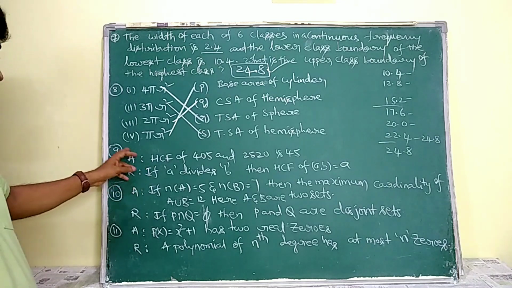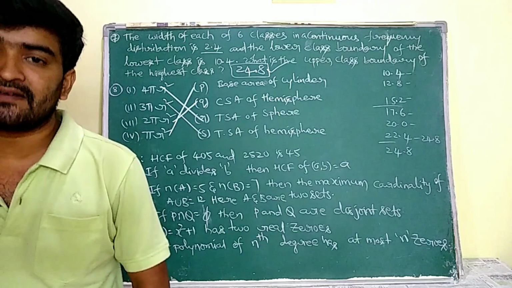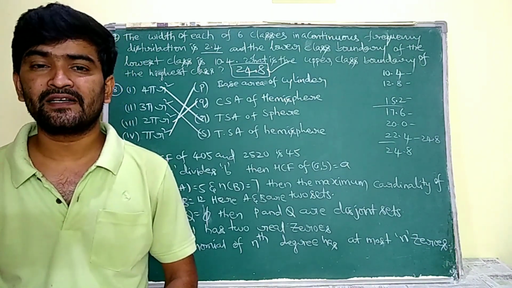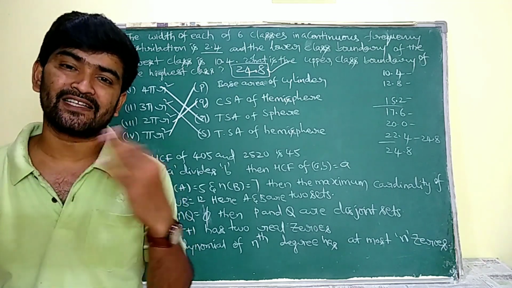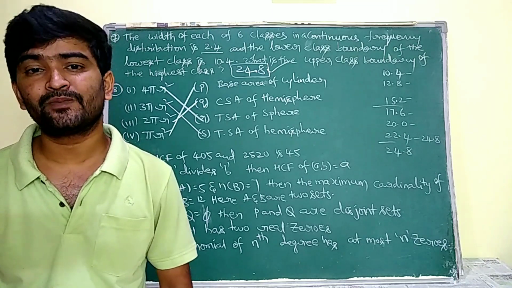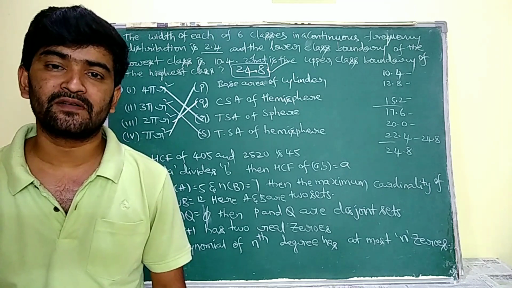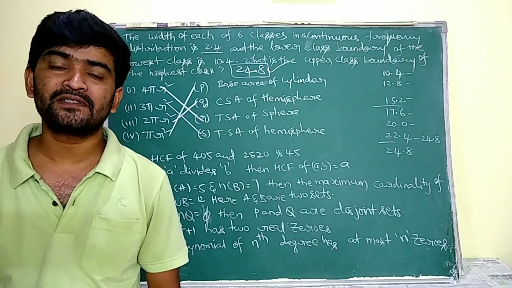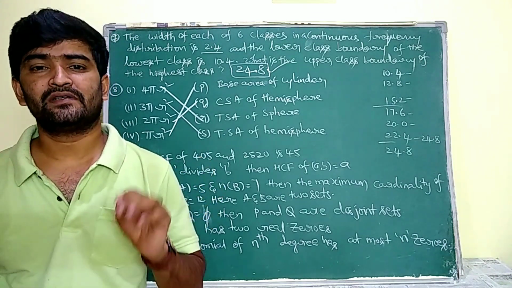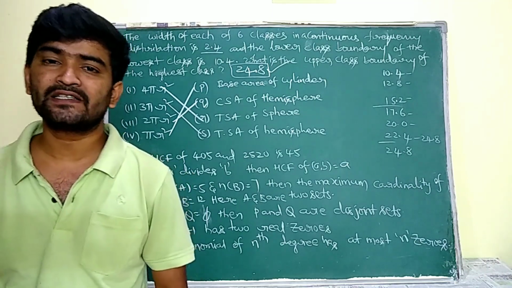Okay, now here he gave assertion and reasons. We know that in assertion and reasons we are having 4 options. Option A is both assertion and reason are true and reason is the correct explanation of assertion. Then we have to choose option A. Option B is both assertion and reason are true, but reason is not the correct explanation of the assertion. Now option C, assertion is true, reason is false. Option D, assertion is false, reason is true. Okay, now these are the 4 options.